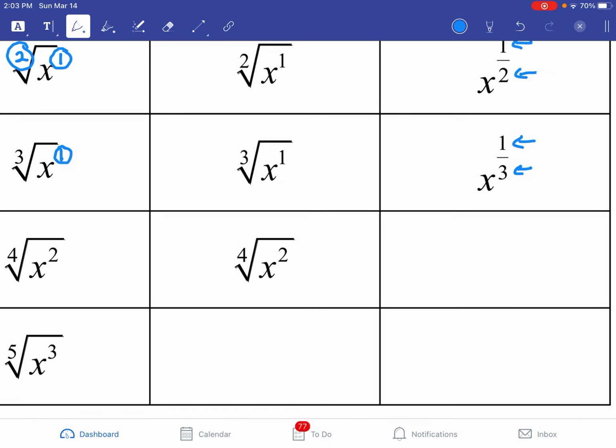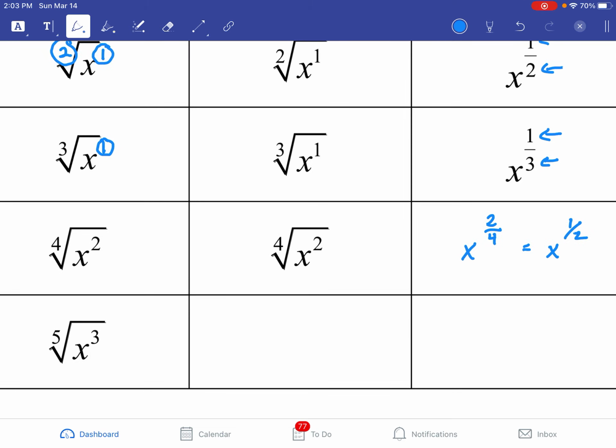Okay, so if you have the 4th root of x squared, it'll be x to the 2 over 4. 2 is the exponent, which is the numerator. 4 is the root, which is your denominator. Now, technically you could reduce your fraction here, and you can get x to the 1/2. You don't have to reduce, but I do want to show you that it is possible because it might show up in other problems.